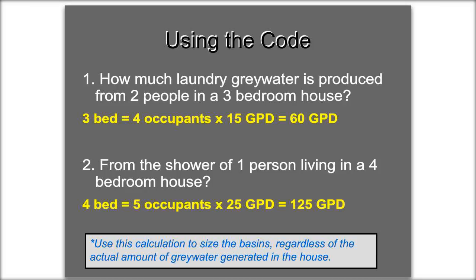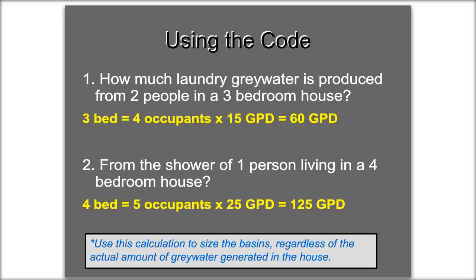So the second example, number 2, how much Graywater from the shower of 1 person living in a 4-bedroom house. The one person, again, you just totally ignore that because the 4 bedrooms is what's important. If the house was sold, most likely one person wouldn't move in. It most likely would be more people. So the code is asking you to base it on how big the house is. 4 bedrooms, that's 5 occupants times 25 gallons per day, and that would be 125 gallons per day.